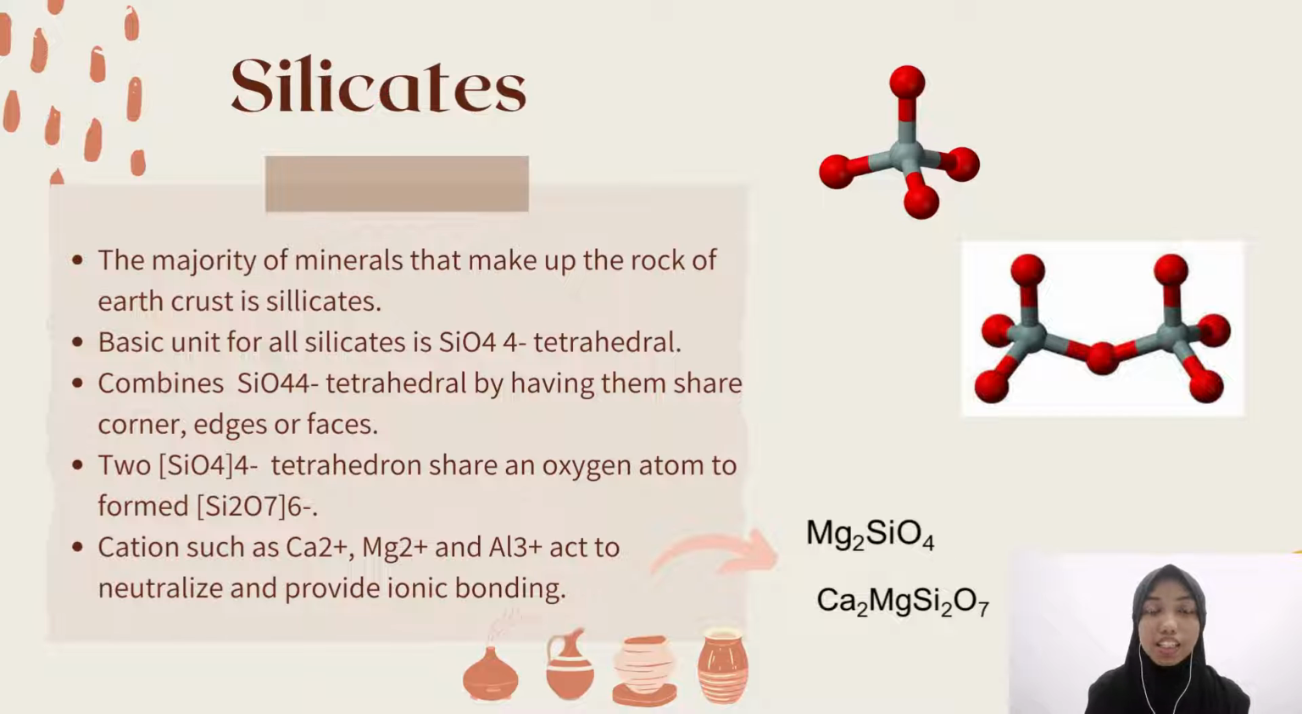I will explain about one of the components in the ceramic, which is silicates. So what is silicate? Silicate is one of the minerals that we can find on earth. The majority of minerals that make up the rock of earth's crust are silicates. The basic unit for all silicates is the SiO4 4- tetrahedron.